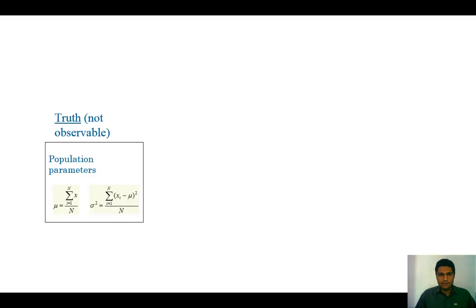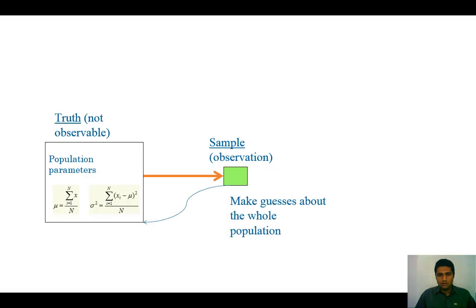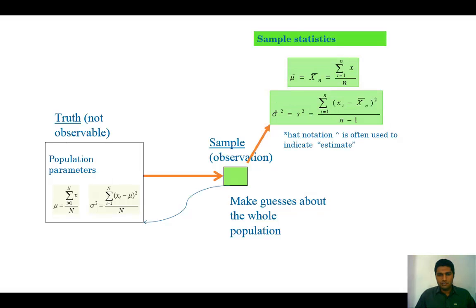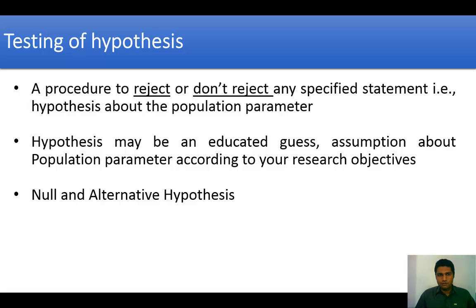Well, in this slide you can see that population parameters are the true values but not observable. So what you do is draw a sample. A sample is a small part of the population, and from that sample you make decisions about the population, you make a guess about the population. The quantities which you compute from the sample are the estimates, that is x bar or s square.